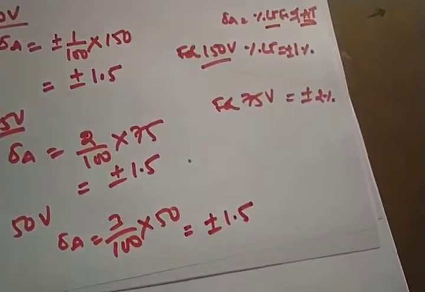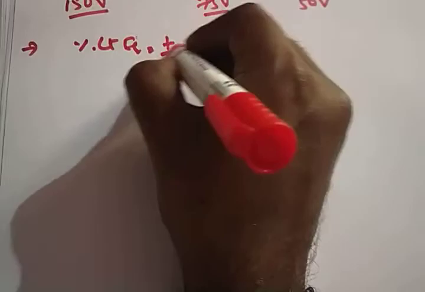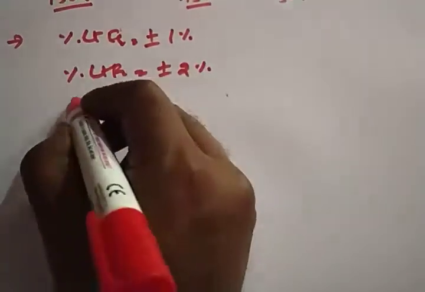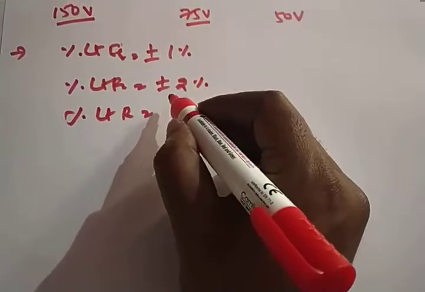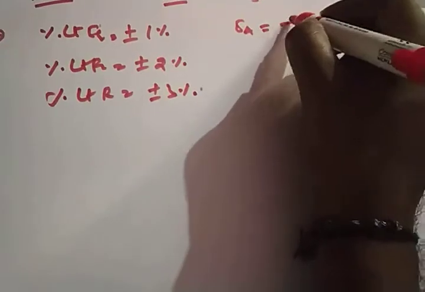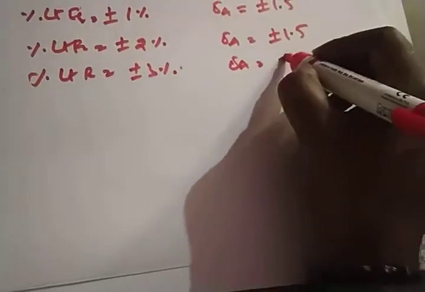From this problem, you will clearly understand the difference between a limiting error and absolute error. So how did you calculate for 150 volts, 75 volts, 50 volts? Percentage limiting error for 150 is plus or minus 1%, for 75 plus or minus 2%, and for 50 volts plus or minus 3%. What about absolute error for 150? Plus or minus 1.5. For 75, plus or minus 1.5.